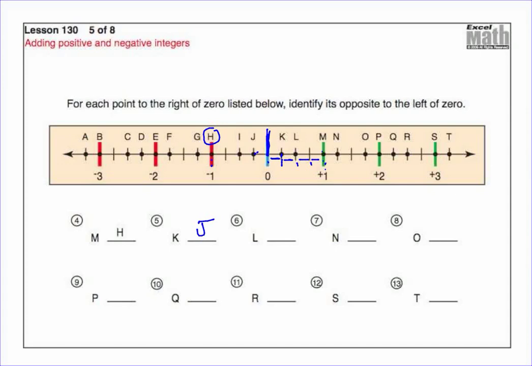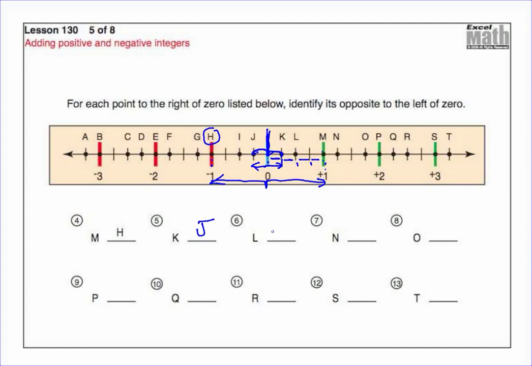Notice it's the same distance away from 0. So I could even measure this from here to here is the exact same thing as from here to here. That's what makes it the opposite. Just like on the first one, m from here to here is the same as from here to here. From 0 to that number. It's always going to be the same.